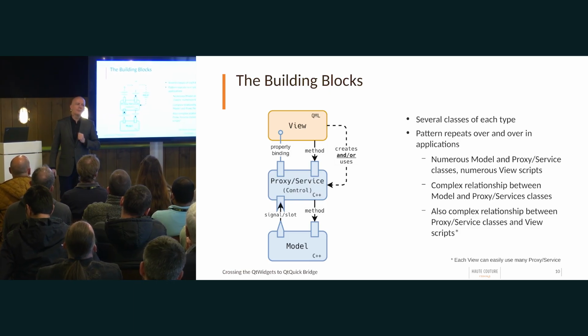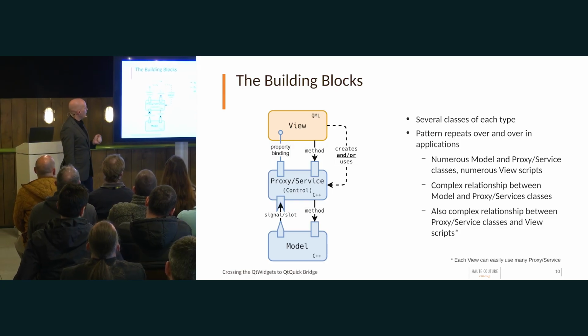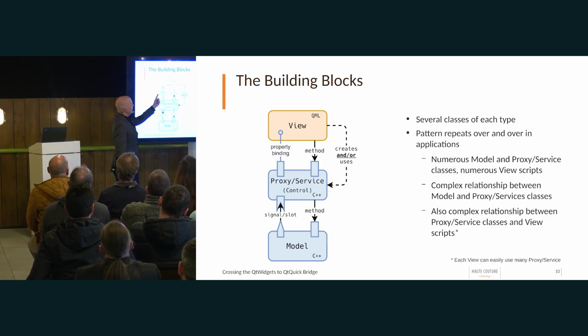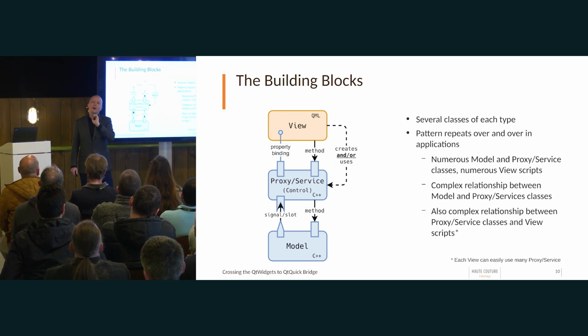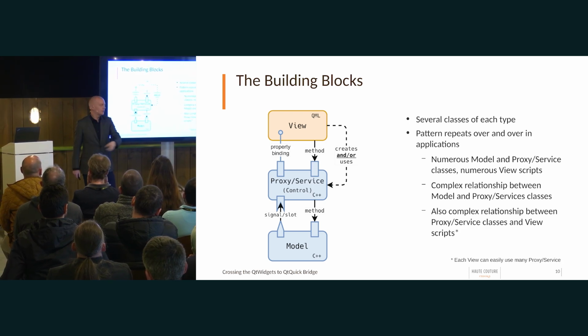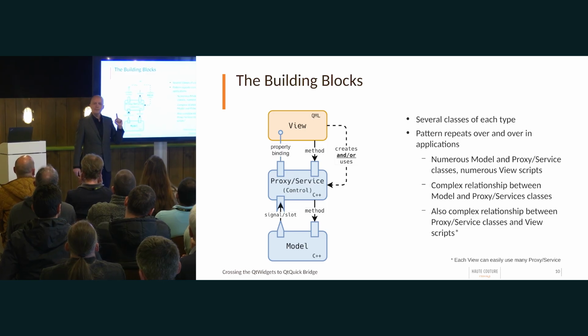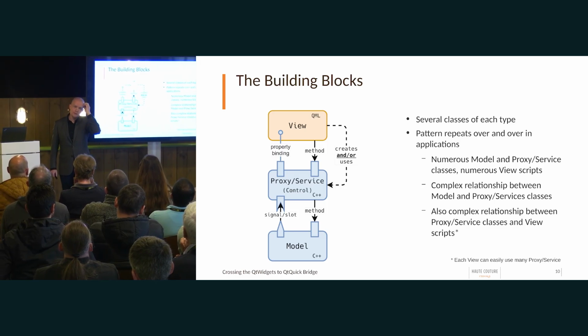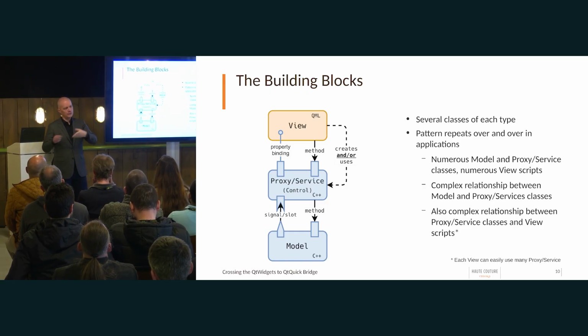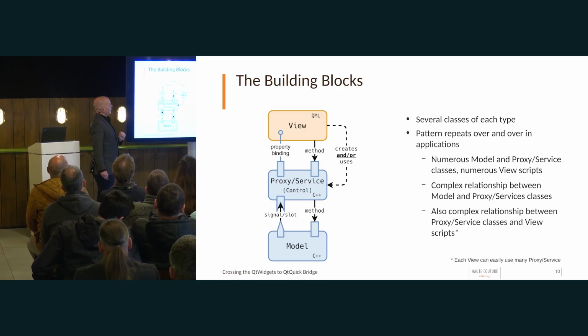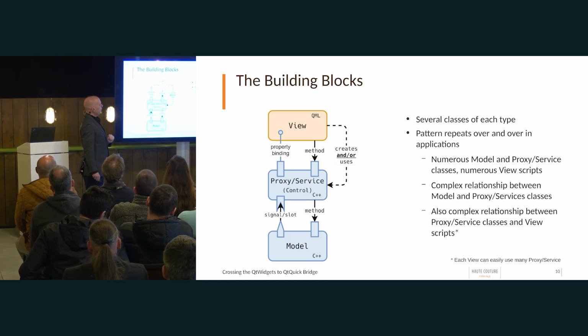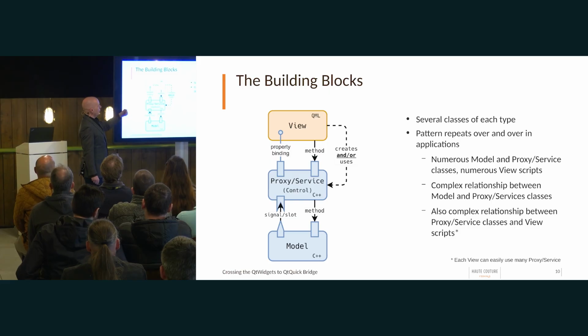One of the big changes is that very often you write the QML, and from the QML, you refer to an object which is coming from the C++, which is probably that one. So the relationship goes the other direction compared to what we've seen just before. It's the view saying, I need that piece of control, if I keep calling that control. Again, we have several classes of each type. That pattern repeats over and over.